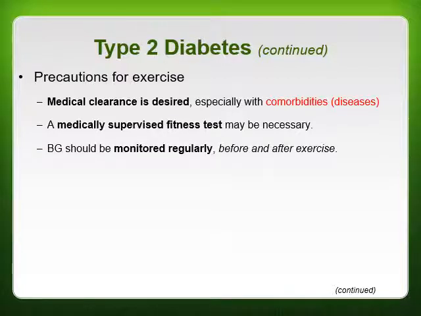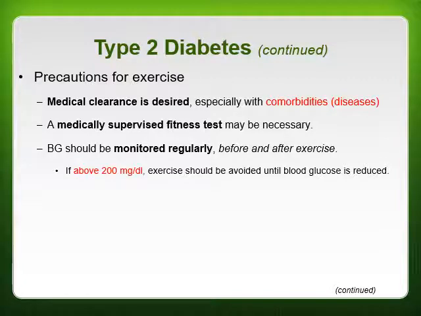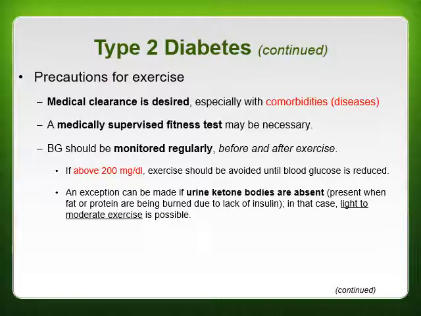They should monitor that blood glucose very regularly, both before exercise and afterwards. If it is above 200, if the blood sugar is above 200 milligrams per deciliter, we need to not exercise until blood glucose is reduced, because that's a bad risk factor. We don't want to cause any undue stress and issues.